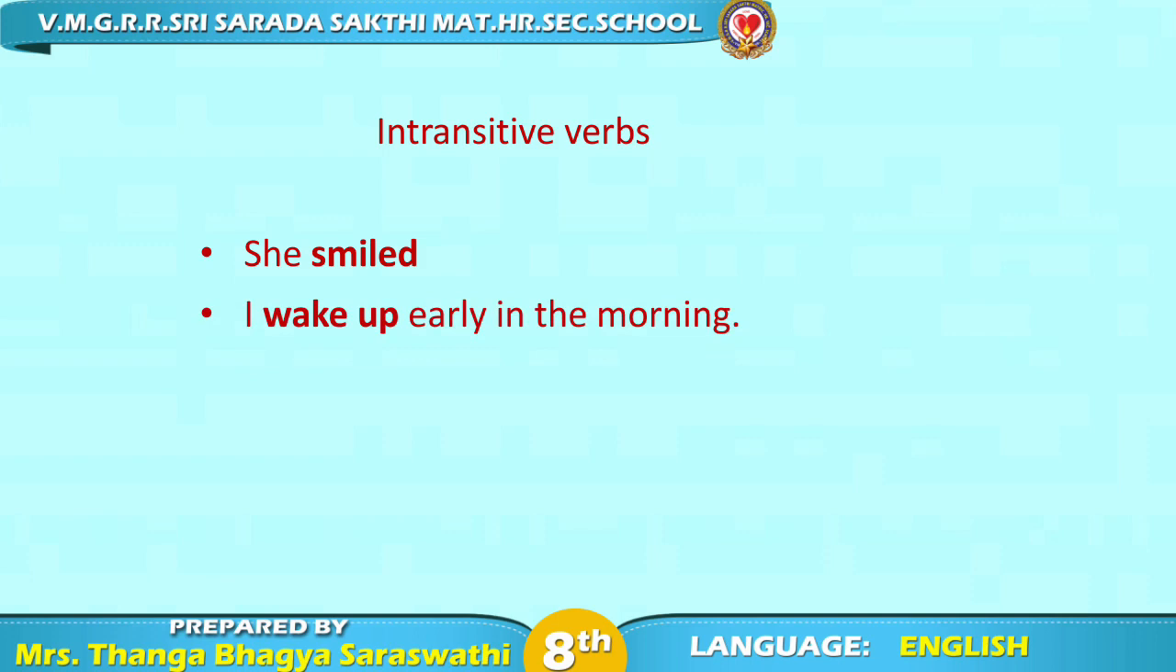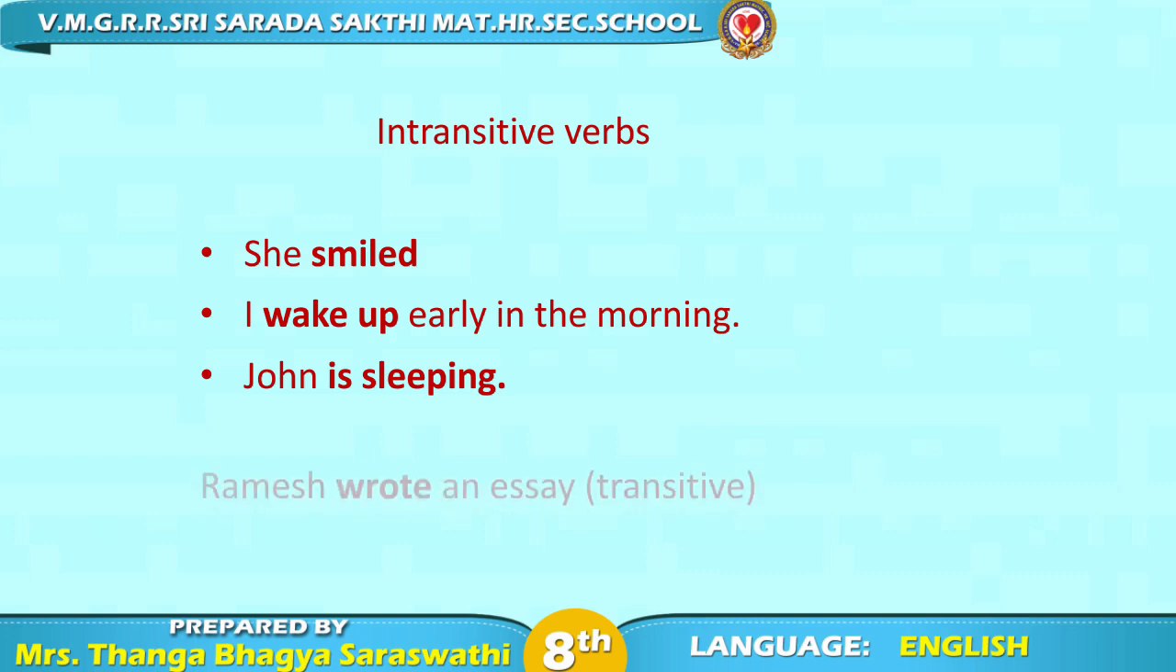I wake up early in the morning, and in this sentence also there is no object found. I is the subject, wake up early is the verb, in the morning is an adjunct. So here there is no object found. John is sleeping. Here John is the subject, is sleeping is the verb, and in this sentence also we do not have any object. So these are the examples for intransitive verbs.